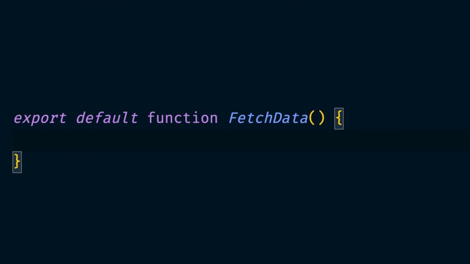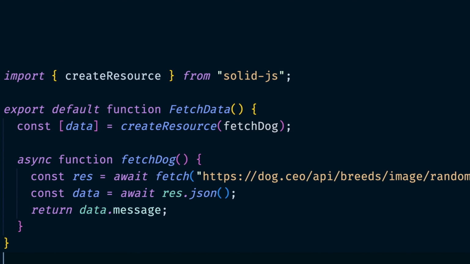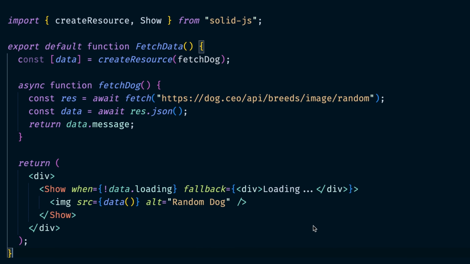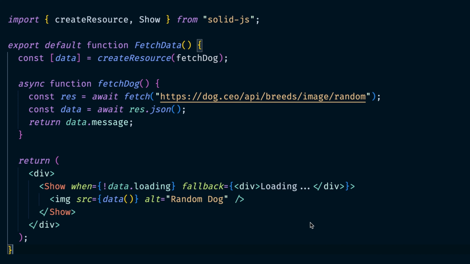Solid does this differently. It has another primitive called createResource where we can pass the data fetching function as an argument. The data fetching function is an asynchronous function that returns a value. Once it completes, the returned value is stored in the first element of the array returned by createResource. We can then use the Show primitive to display loading states when loading and the image when the data is loaded.